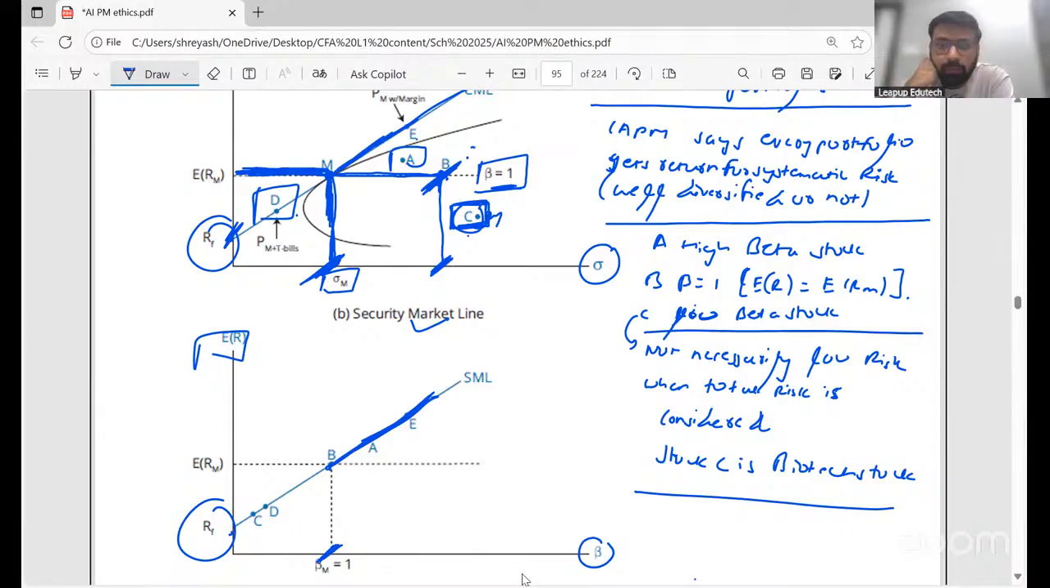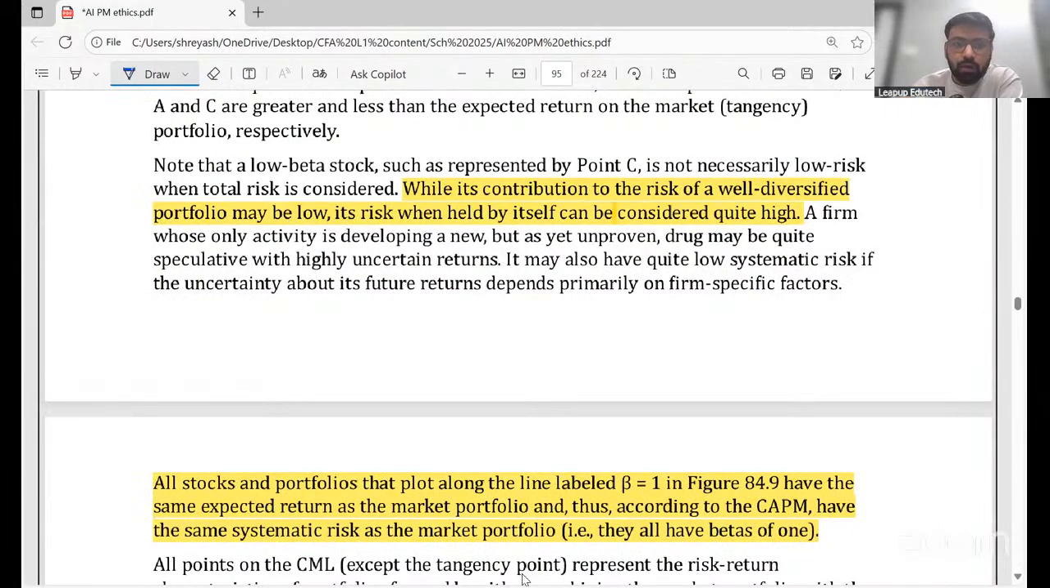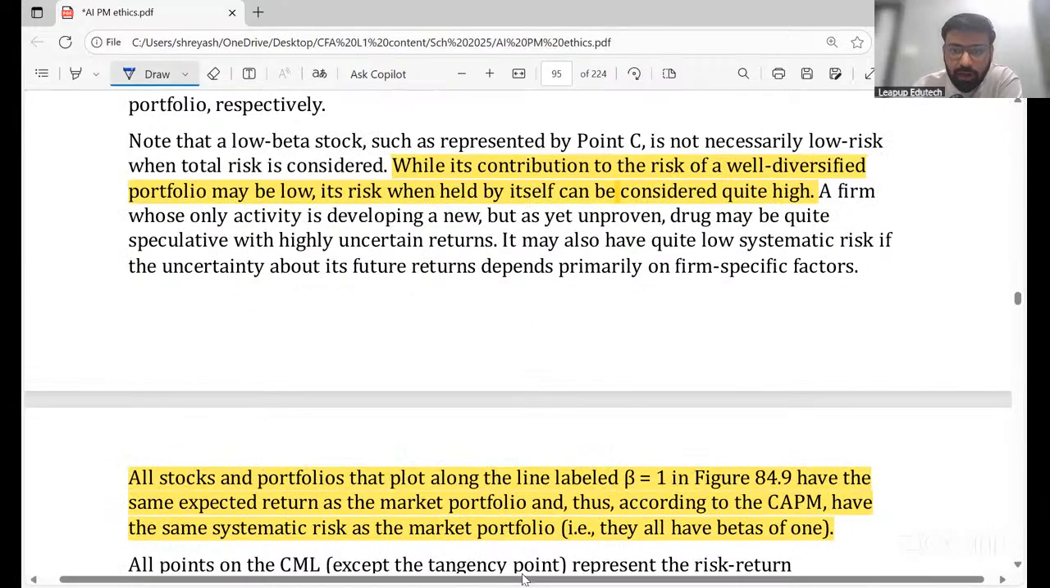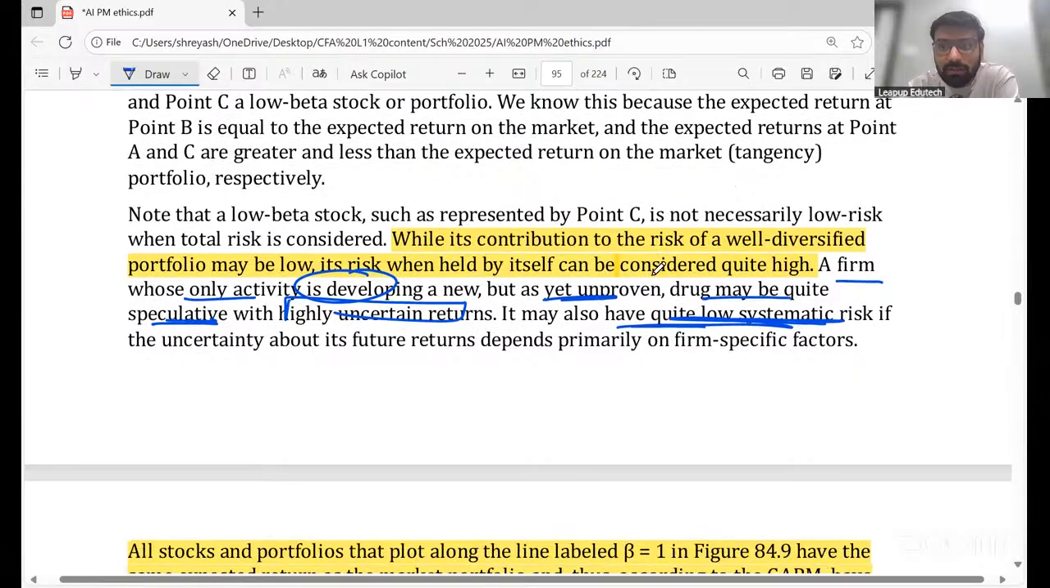How come? Example right here. A firm whose only activity is developing a new but yet unproven drug may be quite speculative with highly uncertain returns. It may be very low in systematic risk. Their systematic risk is very low. Beta is less than 1. That means systematic risk is low, but the total risk might be high because of the unsystematic risk component.